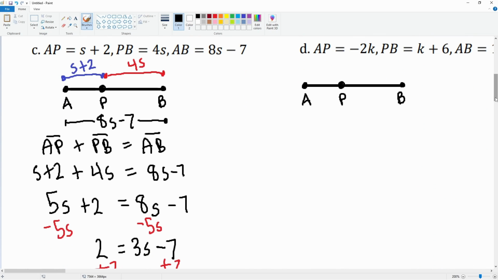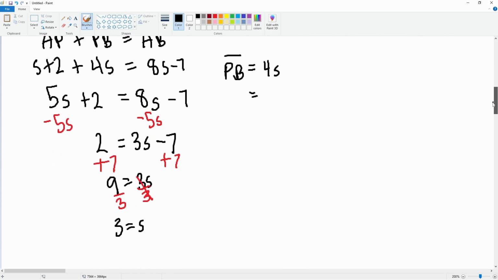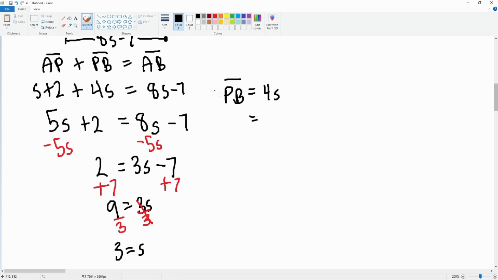So we want to write the PB equation. PB is equal to 4s. We want to now substitute in what our s is. Our s here is 3. So 4 parentheses, this is a 3 now. 4 times 3 is 12. So line segment PB is equal to 12.